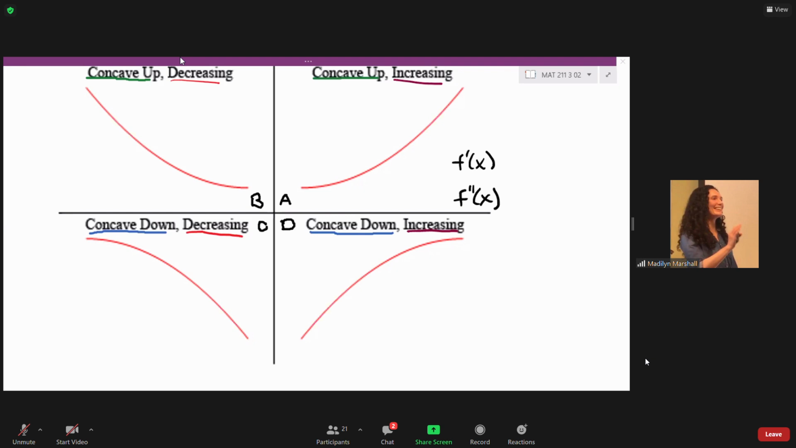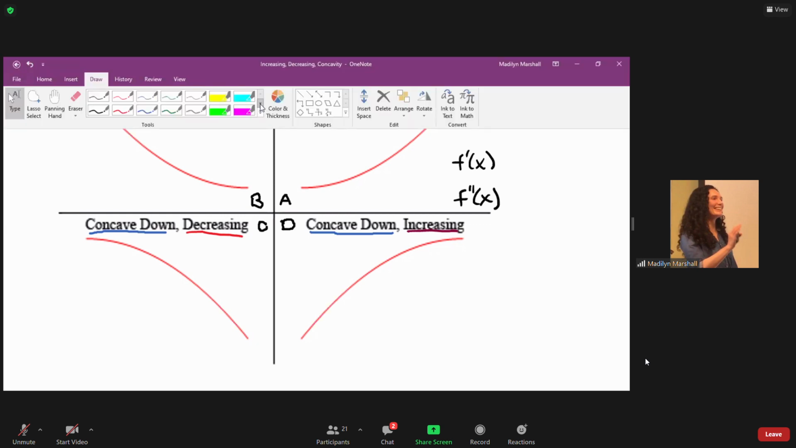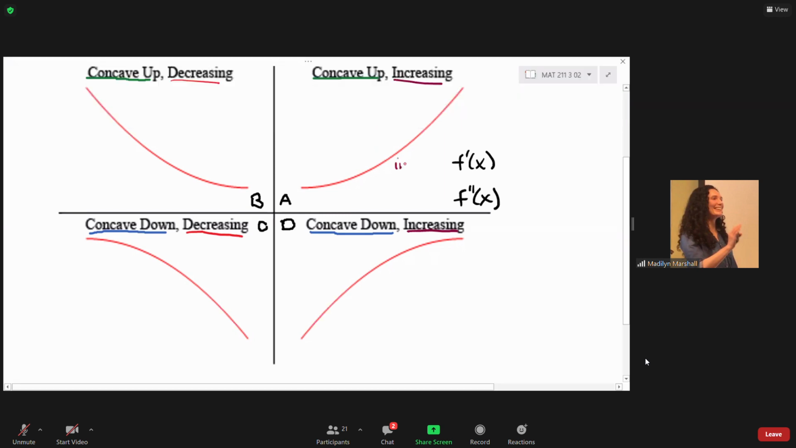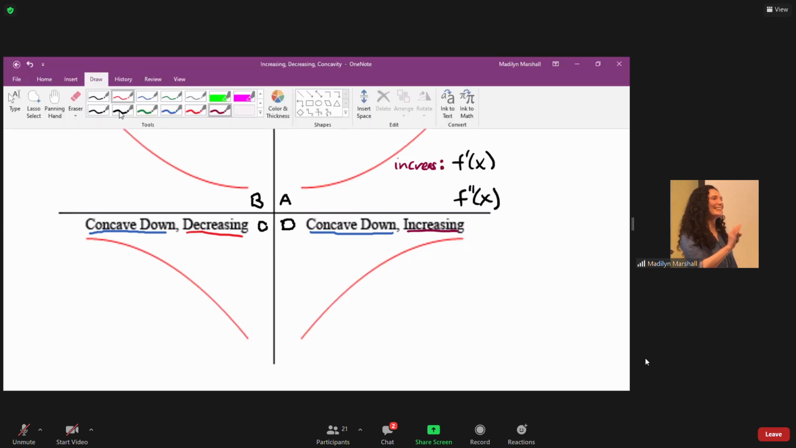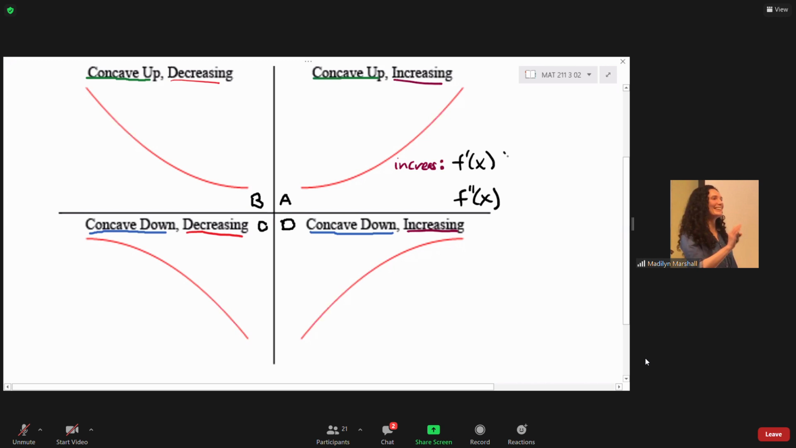Okay, so we have two things that we know about this graph A. It's increasing and it's concave up. So increasing tells us about the first derivative. If it's increasing, the first derivative is positive. That slope is positive that whole way on that graph.